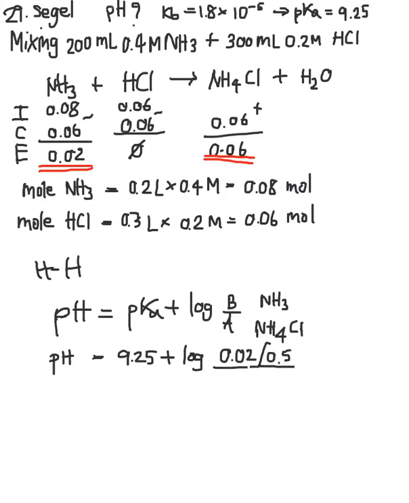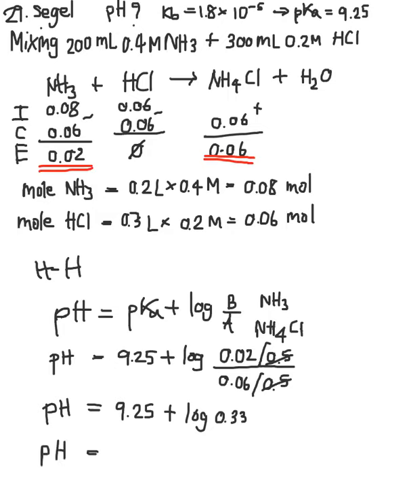Similarly for ammonium chloride, you have 0.06 moles, but you have to change it into concentration, so you also divide it by 0.5 liters. You can see that since these two chemicals are in the same volume, you can cross out the volume here. So for the pH, you will get 9.25 plus log 0.33 here.